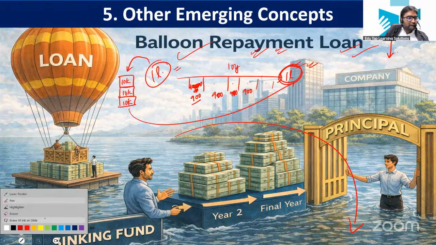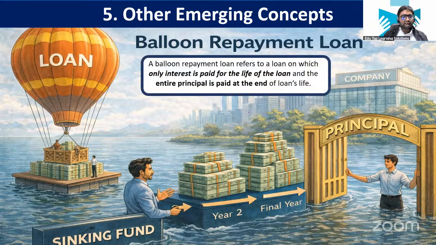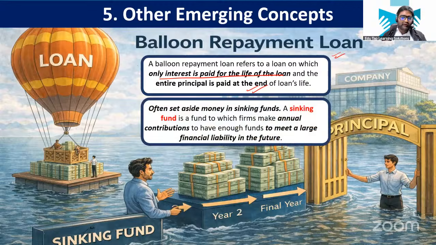Okay, so paying back the money at once, whatever money you have taken, instead of paying it in installments, is called a balloon repayment loan. Only interest payment is done and no principal payment is done. No part of the principal is paid back. That is called balloon repayment. For that we maintain a sinking fund so that we can deposit all of that amount and at once pay all of that money back.